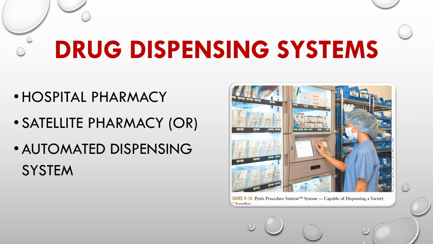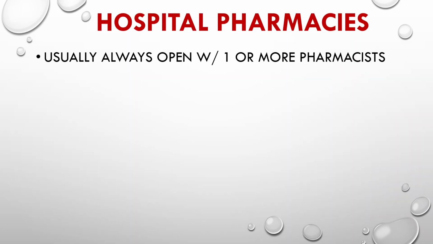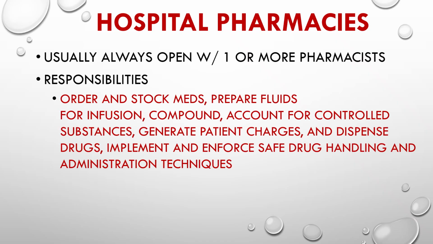And then we also have automated dispensing systems, which is what the picture is showing, where it's almost like a vending machine, but for medication. Looking at the hospital pharmacy, this is usually open 24/7 with 1 or more pharmacists on staff. Their responsibilities are making sure that everything is ordered, maintained, and stocked properly. We're not running out of medications. They actually prepare some of the fluids for infusions, especially, again, like chemo. The compounds, so they can mix up the different drugs.